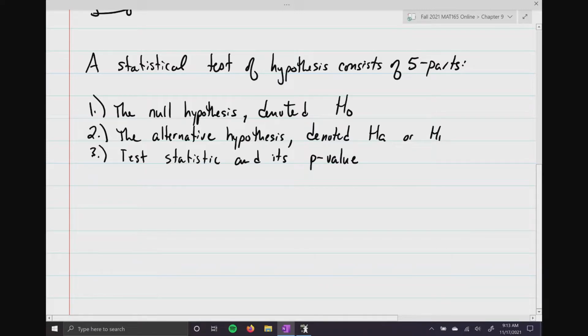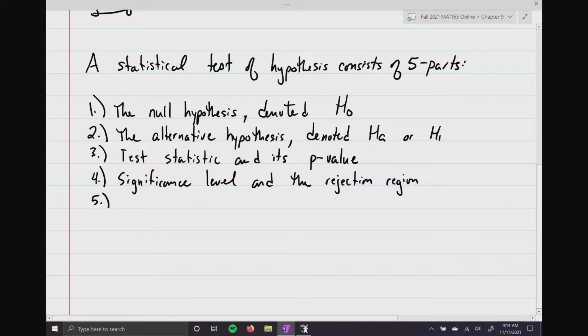Okay? The fourth is going to be significance level and the rejection region. All right, and I'll show you what that looks like. And then finally, the fifth is going to be some sort of a conclusion. And I have a nice little flow chart that will help you to word your conclusion. So here are the 5 steps. This is what we do every single time that we do a particular test.